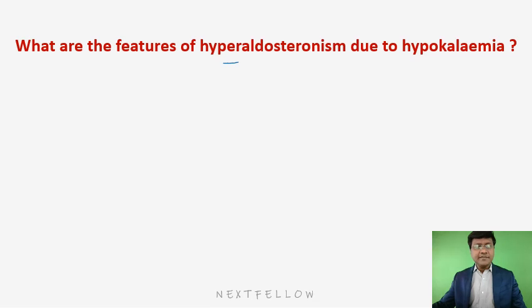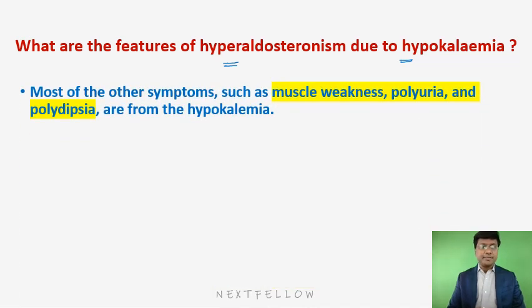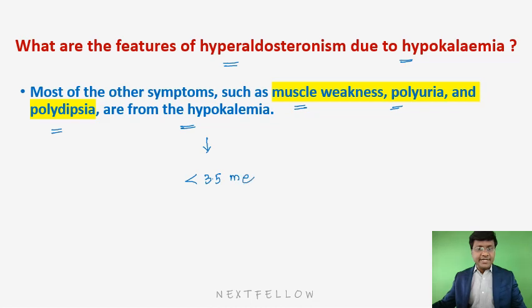Now, what are the features of hyperaldosteronism due to hypokalemia? So, due to hypokalemia, please remember, the individual will have muscle weakness, polyuria, polydipsia. These are the features which will appear due to hypokalemia. And when do we use the word hypokalemia? When the potassium levels are less than 3.5 milliequivalents per liter. That is the point when we use the word hypokalemia, right?